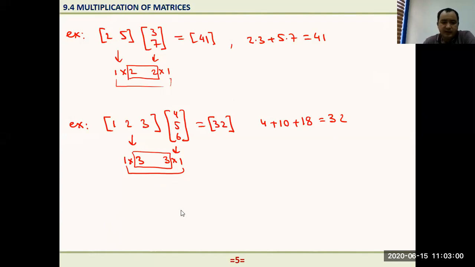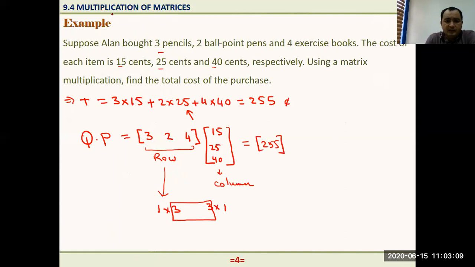All right. Now instead of this, if I just change the previous question into two things. Let's say here in the previous example, Alan bought these things, right? And again, assume that two people went to the shop. Alan bought 3 pencils, 2 ballpoint pens, and 4 exercise books. And also here, let's say here we have Benny. Benny, he got 5 pencils and 4 ballpoint pens and 10 exercise books.